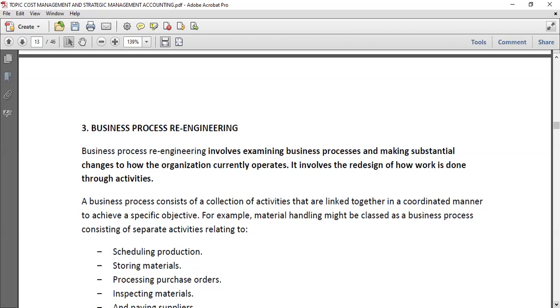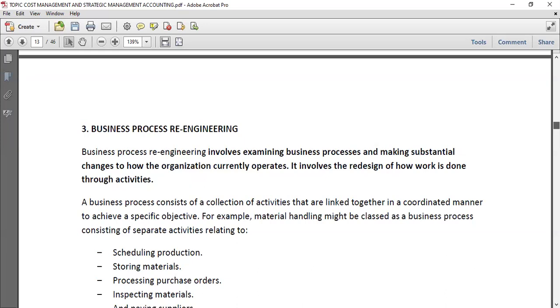So we have now the business process re-engineering, okay? Remember, we just looked at something called reverse engineering, or the tear down analysis when it came to the target costing. So we also have the business process re-engineering, and this is also a component of the strategic management cost systems.